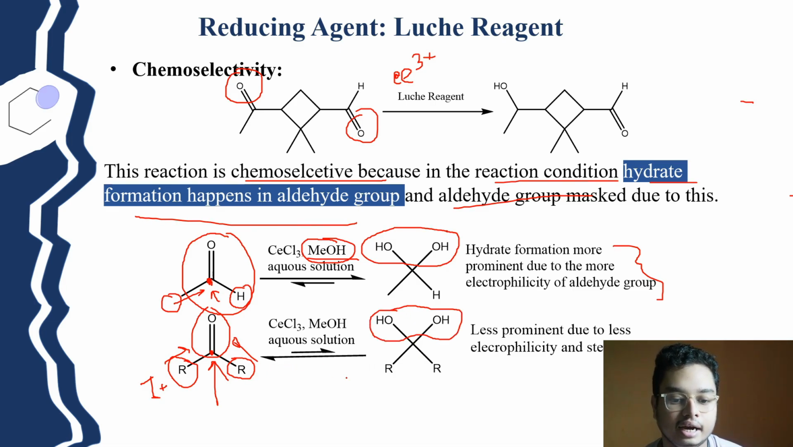So you can see the arrow between these two structures. In aqueous solution, this structure is much more favored in the reaction medium, and this carbonyl structure allows the cerium to chelate, and that's why, in the presence of both aldehyde and ketone groups, the ketone group has the highest possibility of chelating, and that's why the chemoselectivity is observed.